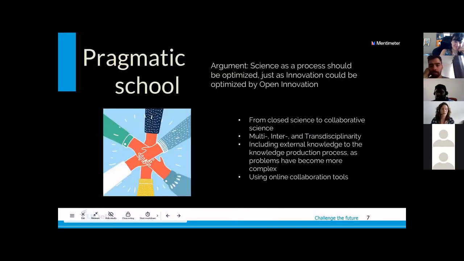The third big category, which is called the pragmatic school, argues that science is a process that should be optimized as a whole.